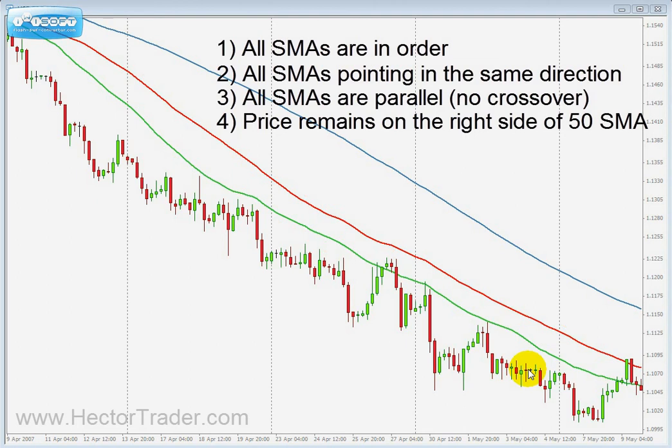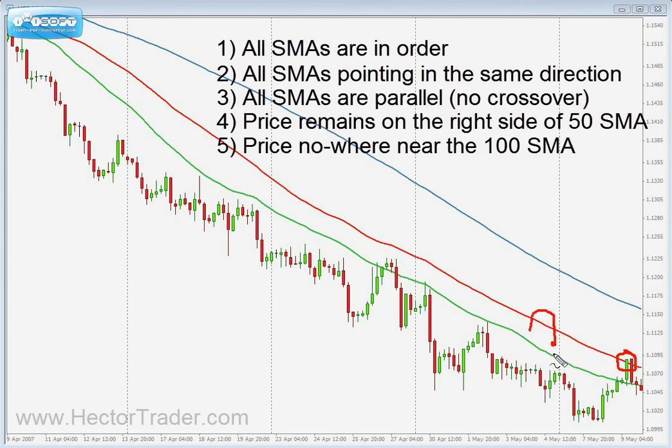Now, the fifth condition is that the 100 simple moving average has never been breached. In my opinion, this is an important condition. I want the 100 moving average to never have been touched, never been violated, and price being nowhere near it, in fact. As I said before, it's okay to have a quick touch above the 50, as long as price dives back down immediately after. I like price to be nowhere near the 100. Any single touch, even if it's just for 1 bar, I consider the trend to be jeopardized.